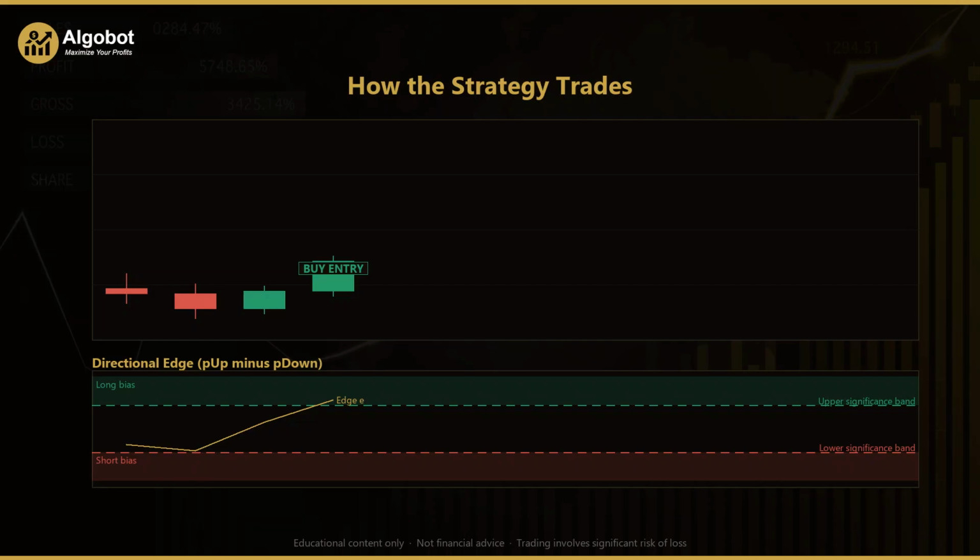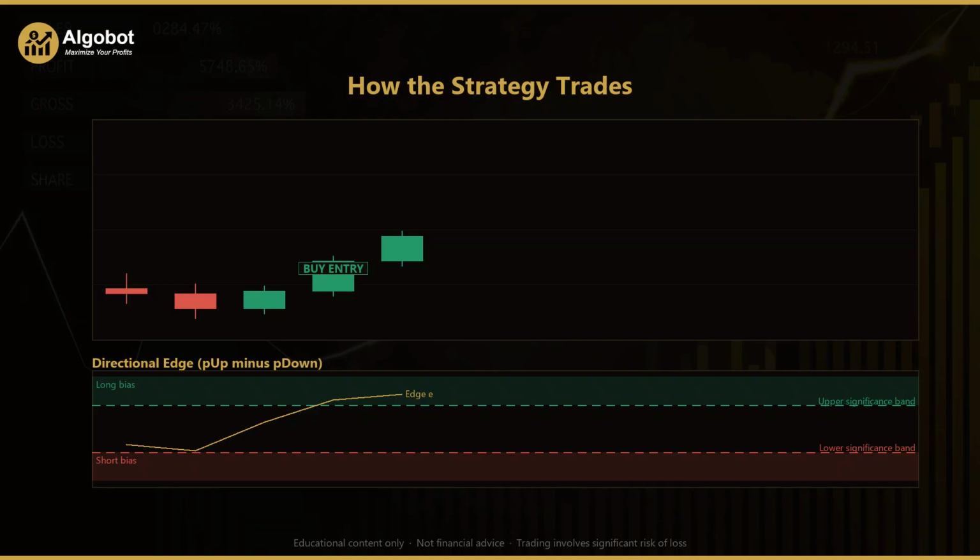Look at the first two candles on the left. Both close lower than they open, so the strategy labels them as down bars, and the edge in the panel sits deep in negative territory. There is no long signal here, because the recent transitions have been biased downward, and the edge has not yet cleared any upper band. Now watch the third candle.